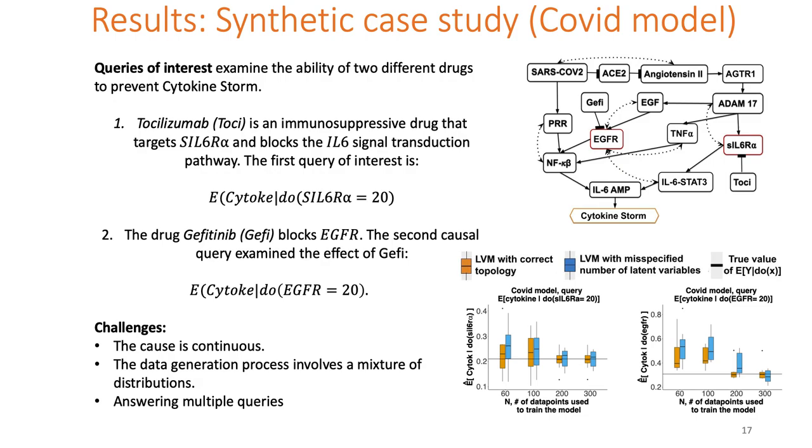The results of estimating the causal queries over 20 datasets show that the LVM with correct topology, represented with orange box, and the LVM with misspecified number of latent variables, represented with blue box, both converge to the true value of causal query as the number of data points used to train the model increases, and the difference between the LVM with correct topology and the LVM with misspecified number of latent variables will decrease as the number of data points increases.